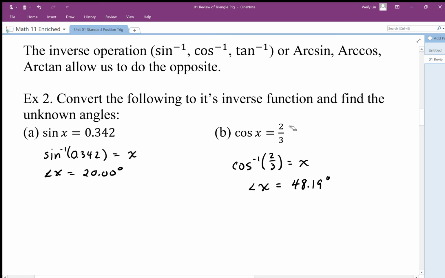What's new though is that we are now expressing this using the arc cos as an algebraic expression. Okay, so that's probably new to you, and this is something that we want to start doing.